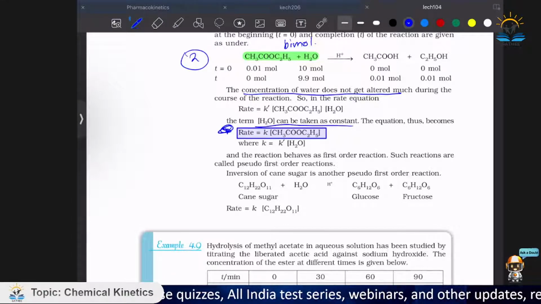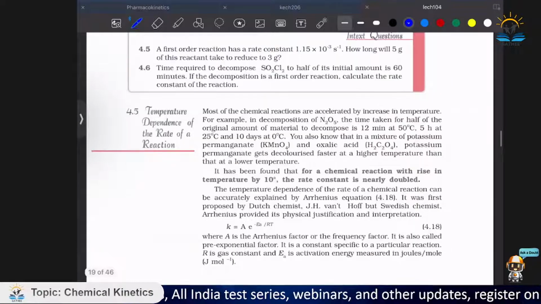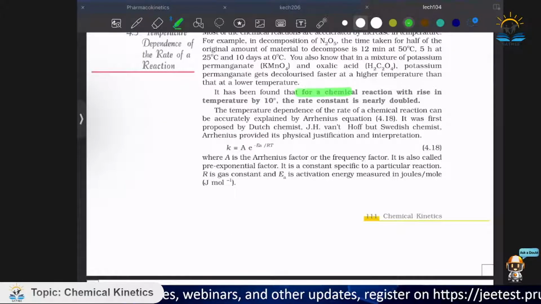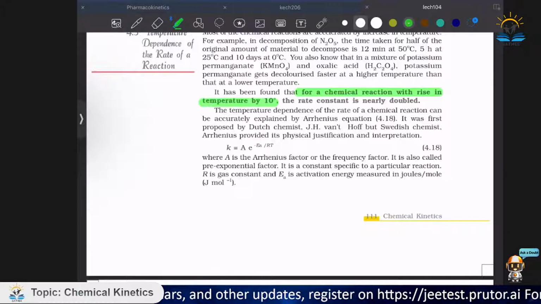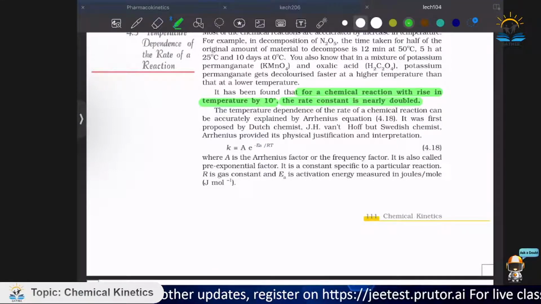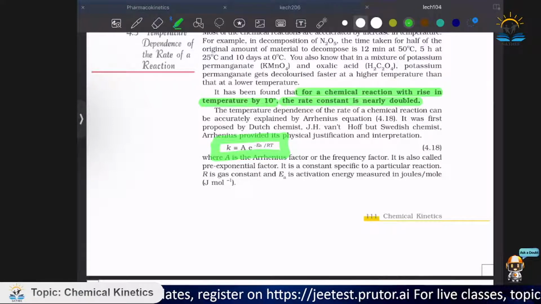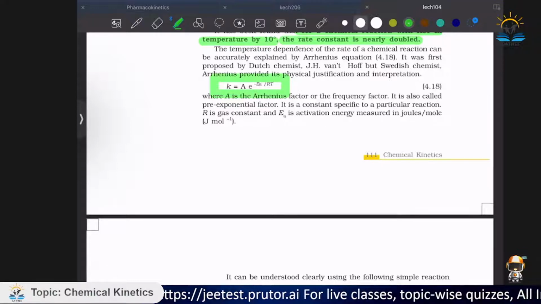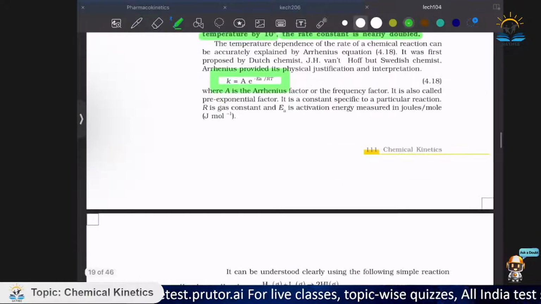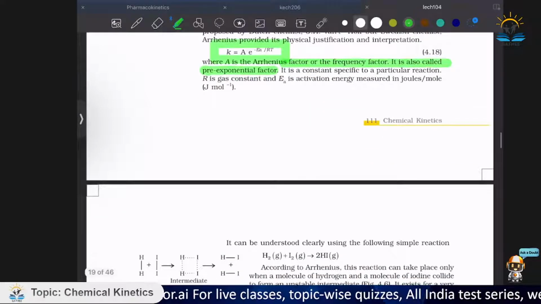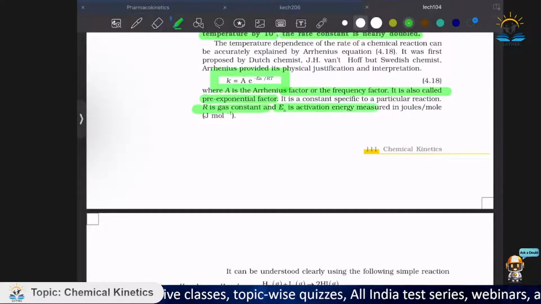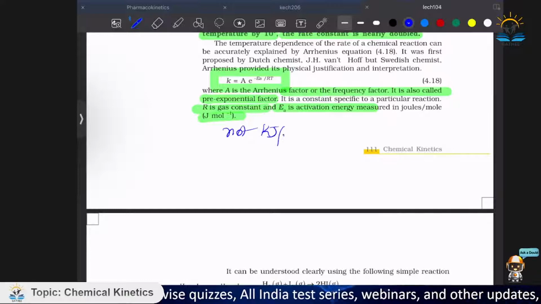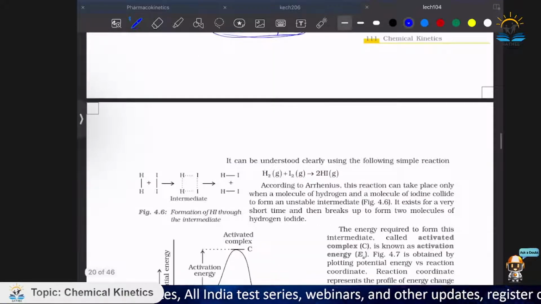Next, after pseudo unimolecular, we have temperature dependence of the rate of reaction. Experimentally, it is found that if you increase the temperature by 10 degrees, the rate constant is nearly doubled. The exact equation of dependence of rate constant on temperature is this. It is the Arrhenius equation. A is the Arrhenius factor or frequency factor. It is also called pre-exponential factor. R is gas constant. Ea is activation energy measured in joules per mole, not kilojoules per mole. Please remember, it's joules per mole.